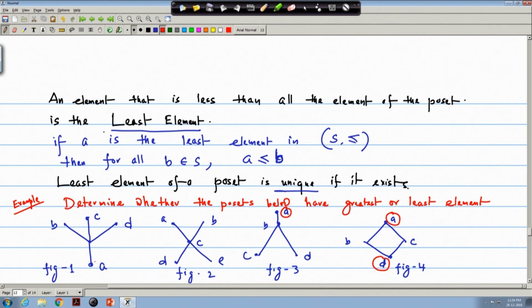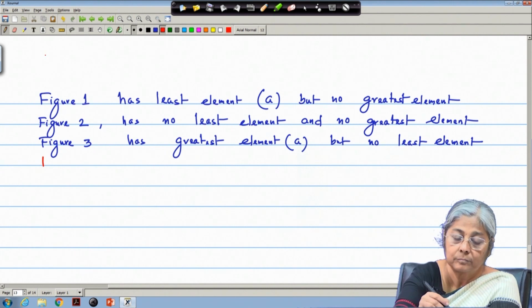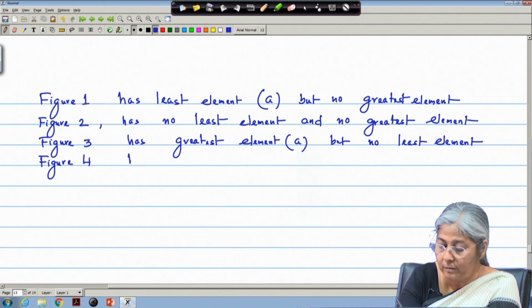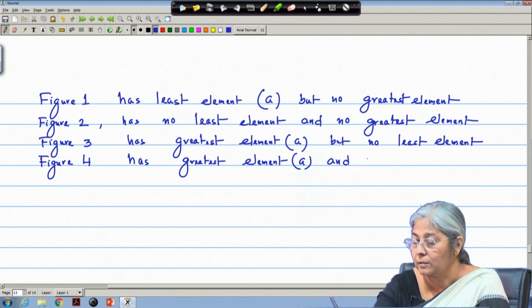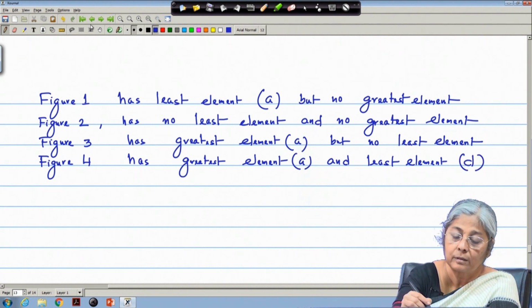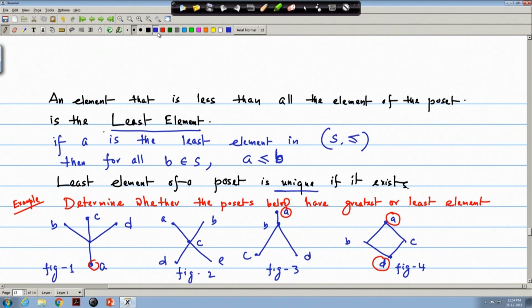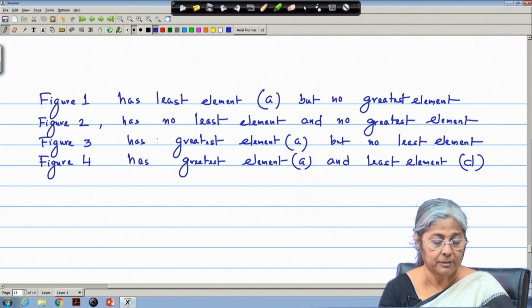Here it is. So, figure 4 has greatest element A and least element D. So, this is the greatest and least element, but if it exists, not always the greatest and least element exist, as we have seen figure 2 has no least or greatest element.